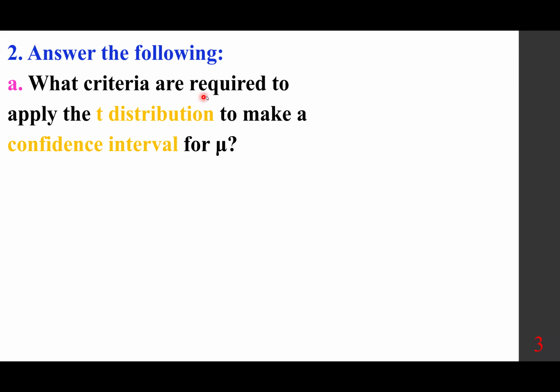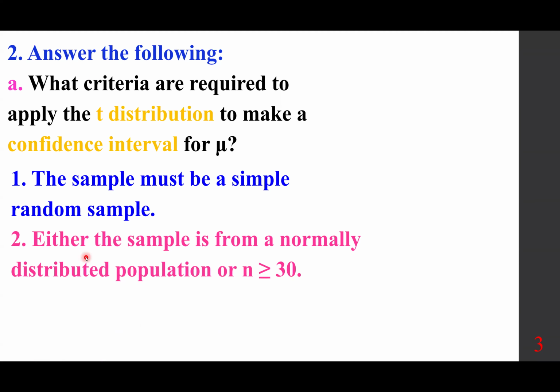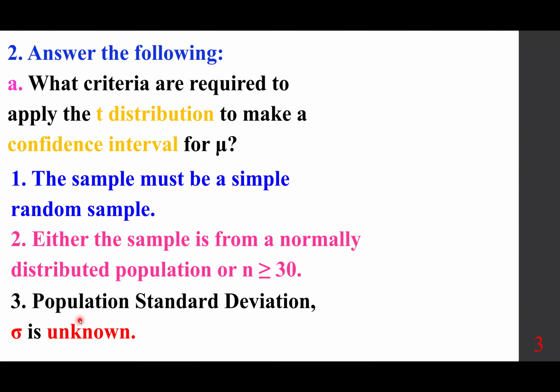Question number 2: what criteria are required to apply the t-distribution to make a confidence interval for mu? So we normally use the z-distribution. In some instances, we use the t-distribution. When would that happen? Number 1, the sample must be a simple random sample. Number 2, either the sample is from a normally distributed population or n is large. How large? Larger than or equal to 30. Number 3, population standard deviation sigma is unknown. It's missing. We don't have that.